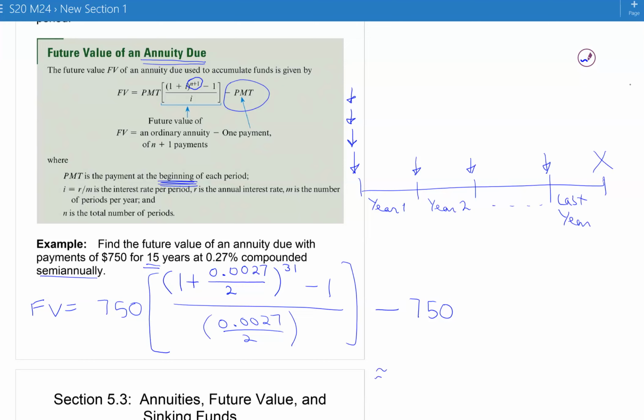Okay, and make sure that you can get on your calculator 22,977.02. That is going to be your future value when you're putting the payments in at the beginning of the period. It comes out a little bit different.